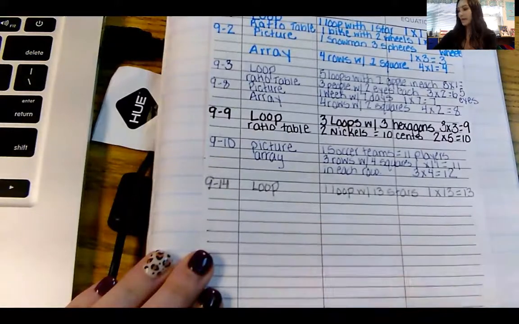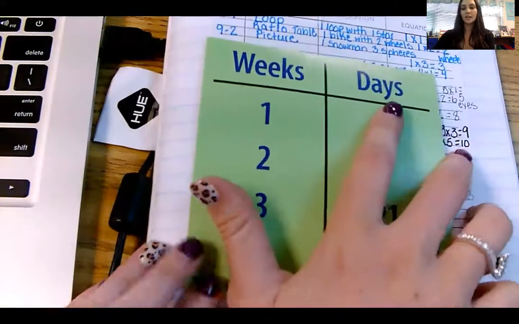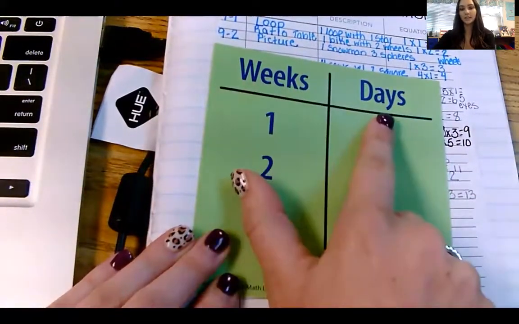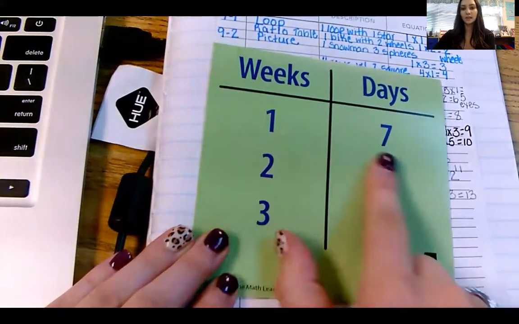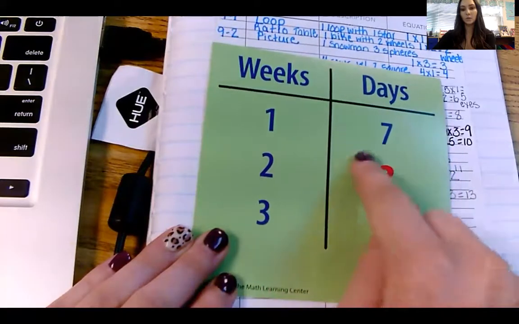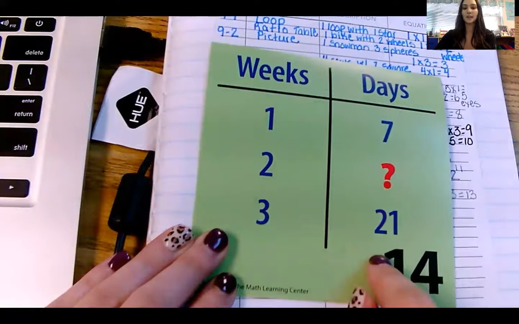If you are ready, we are going to look at our 14th card, which is a ratio table. So this is a ratio of weeks to days. So we have 1 week is equal to 7 days. 2 weeks is equal to question mark, and then 3 weeks is equal to 21 days.